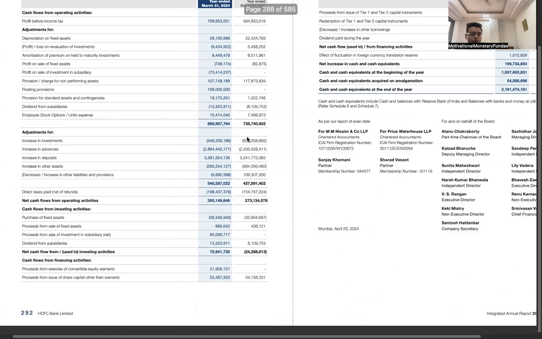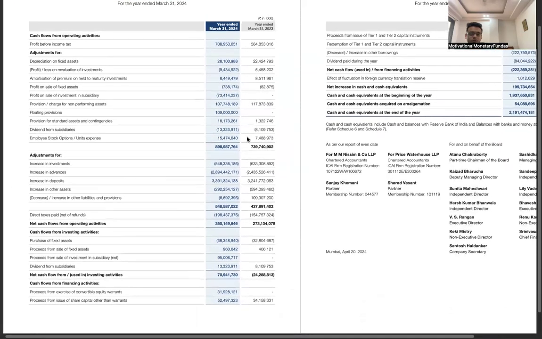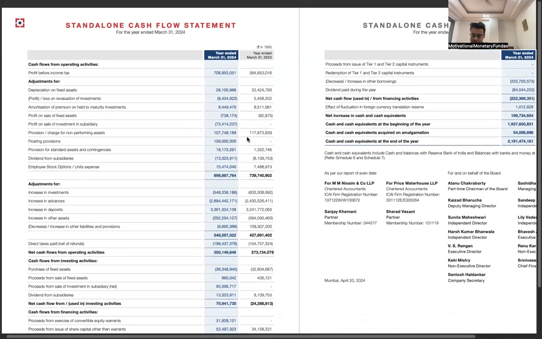Any questions till now? I will just land into the cash flow statement then, because banking financial statements are completely different as compared to the other financial statements. Any questions anybody has?